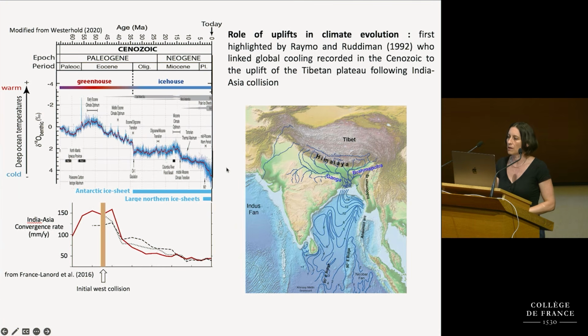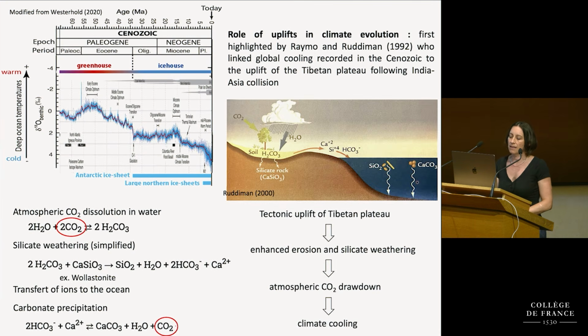What Raymo and Ruddiman proposed is that this tectonic uplift of the Tibetan plateau could have enhanced erosion and also favored silicate weathering reactions over the continental surfaces, which would have acted as a drawdown of atmospheric CO2 and led to a long-term overall climate cooling. Silicate weathering reactions can indeed consume atmospheric CO2, as Edouard has already presented in his talk.